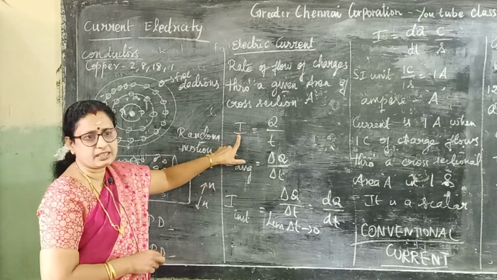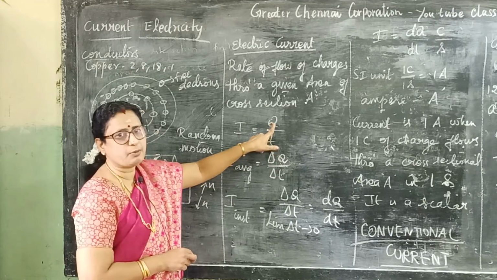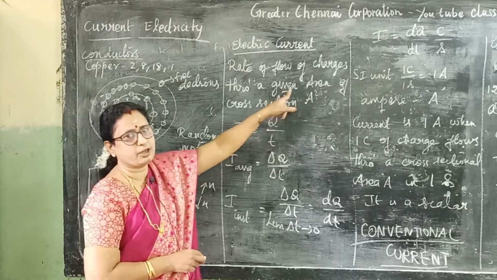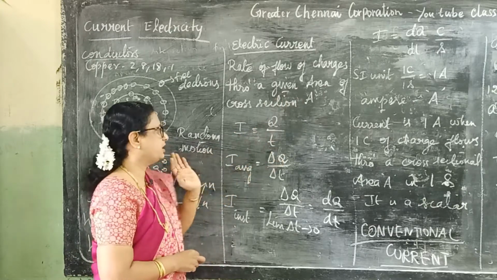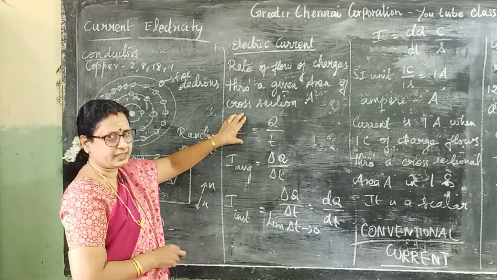It is denoted by the letter I. I is equal to Q by T, where Q is the amount of charge that is flowing through the area of cross section A for a time T. So this is the general expression which we use for the electric current.